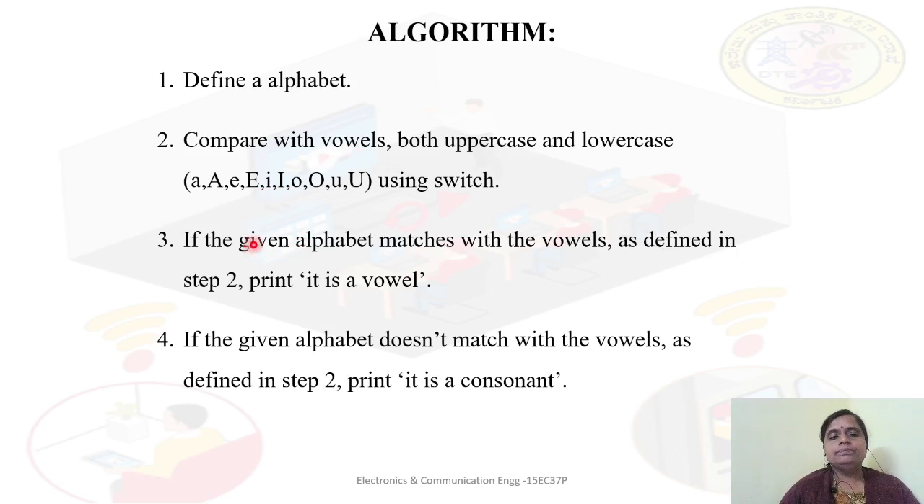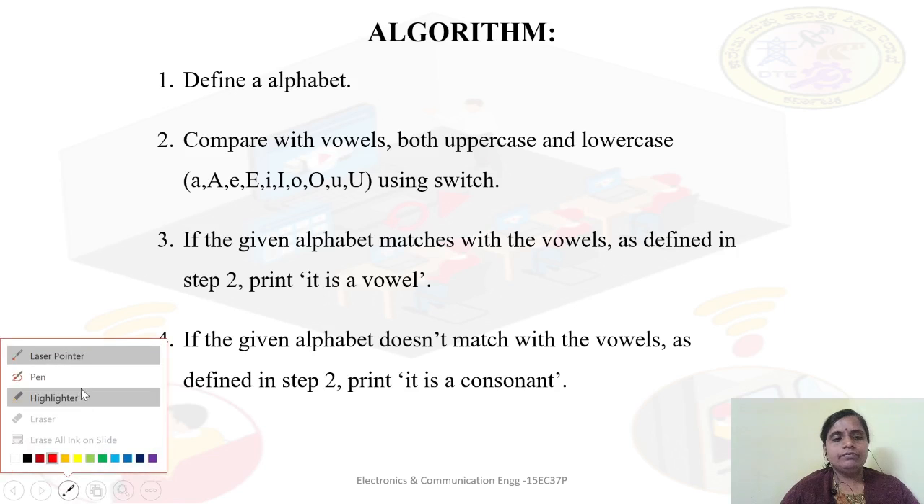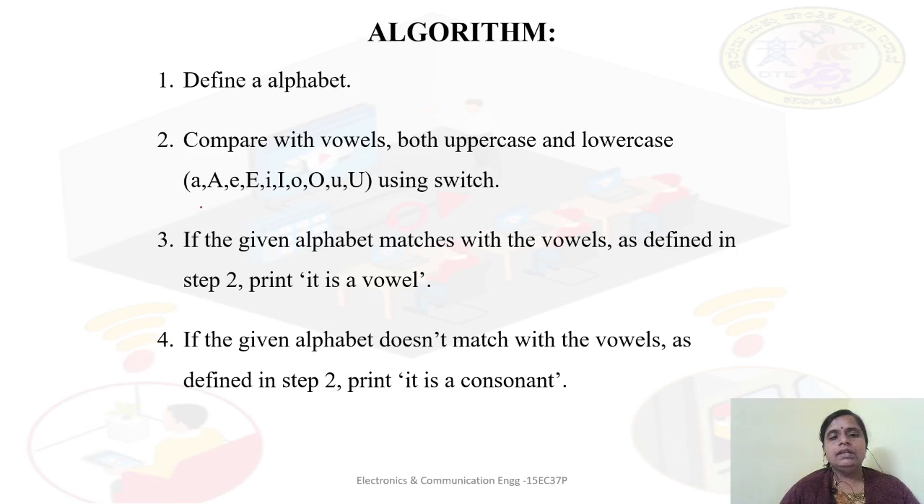So the third step is: if the given alphabet matches with any of the vowels which I have mentioned here, then we have to print the statement that it is a vowel. If it is not matching, then it is going to print it as a consonant. So this is a very simple logic we are using in this program.